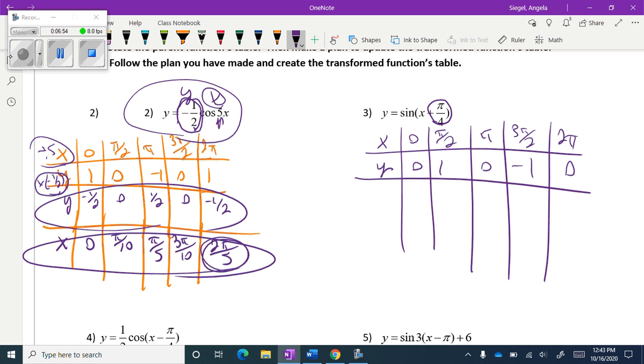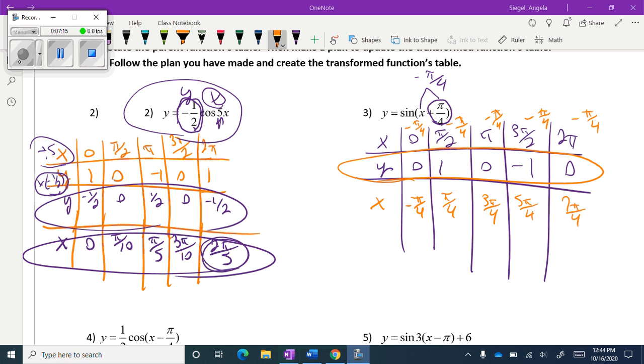So remember, this affects your x values, and you are going to subtract pi over 4 to all your x values. That is the only thing we're doing. So my y values are just going to stay like that. So I'm going to take all of these and subtract pi over 4. So see if you can do that on your own, and if not, we can talk about it.